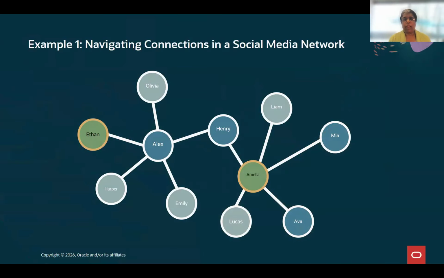So the easiest way to think of a graph is to think of a social media example, something like LinkedIn. When you connect with someone on LinkedIn, it'll tell you that you're either already connected or connected through 2 hubs or 3 hubs. So if Ethan and Amelia are at an event like this and they want to connect with someone, LinkedIn is doing some kind of graph analysis to identify how you go from Ethan to Amelia.